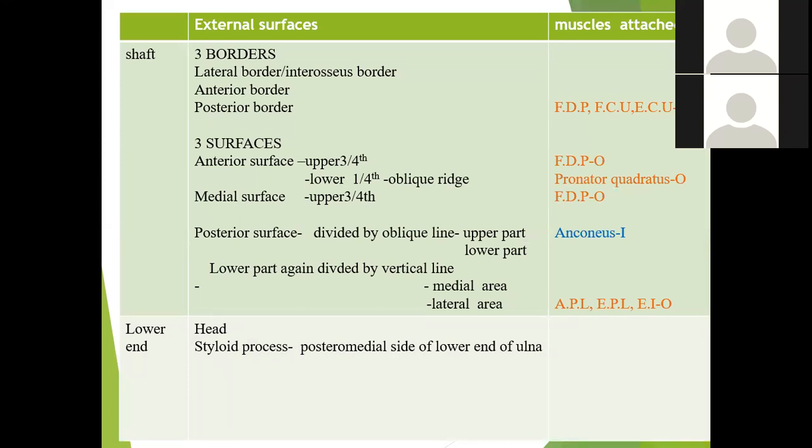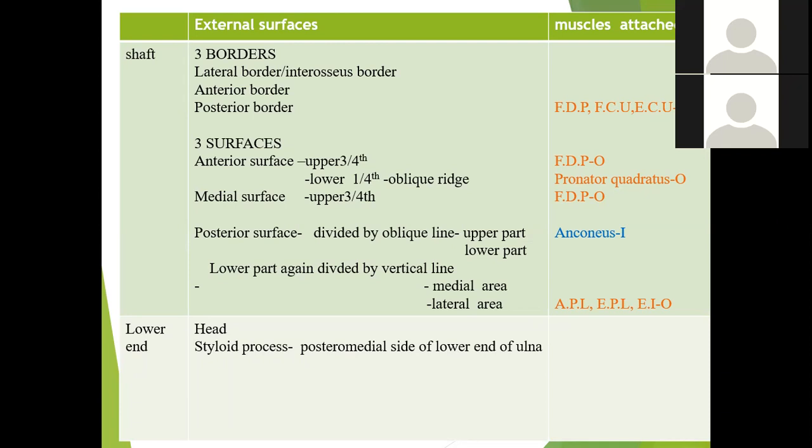Now we come to the medial side bone, that is the ulna. The ulna is a medial side bone, so it has a medial surface, and the border will be the lateral border on the opposite side. The surface is medial and the border is lateral. Now coming to the borders again: what are the borders in the ulna? Lateral border, anterior border, and posterior border. The lateral border is shorter and is otherwise called the interosseous border because it gives attachment to the interosseous membrane.